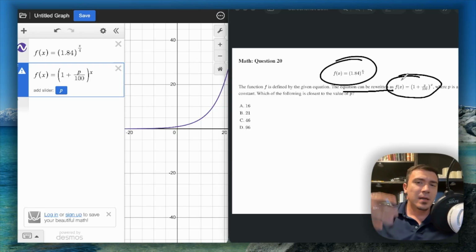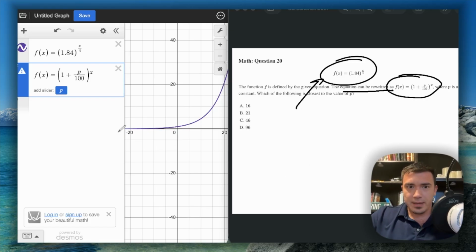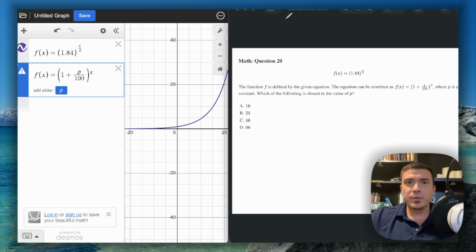But in this case, it's not a and k that I'm testing out a bunch of different values for. In this case, it's literally two separate functions. So whatever graph I get for this one, which is going to get me an exponential curve just like that, the graph for this one should get me that same exact exponential curve, right? So I'm going to take both of them and plug them both into Desmos, and I'm going to add a slider for p.